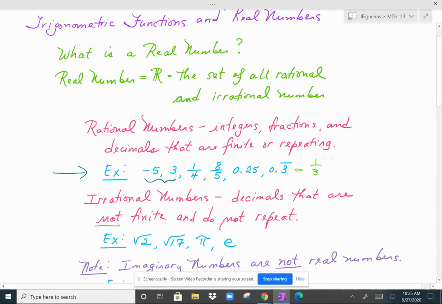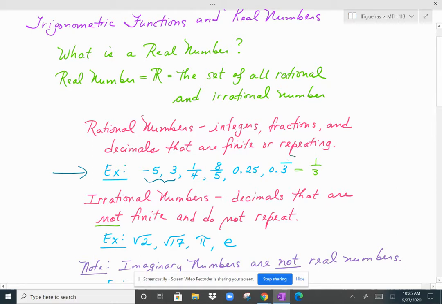Numbers with fractions or decimals in them are not part of the integers, but then your fractions are also a rational number, as well as your decimals. And so this is an example of a decimal that's finite, 0.25.